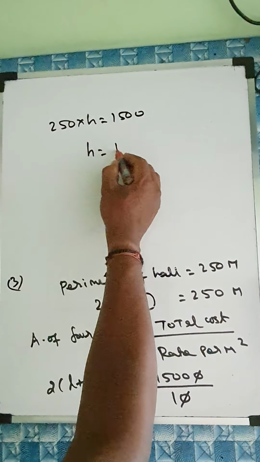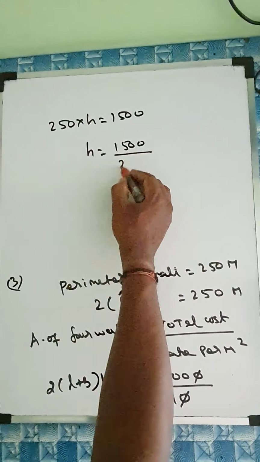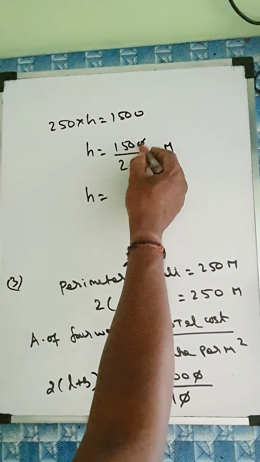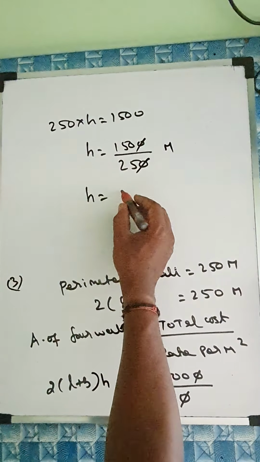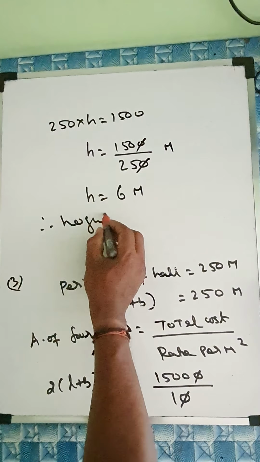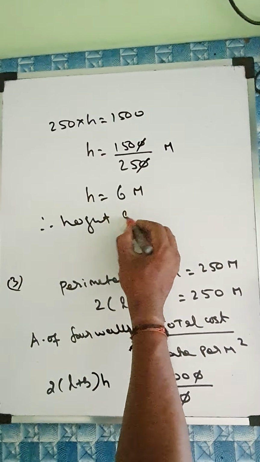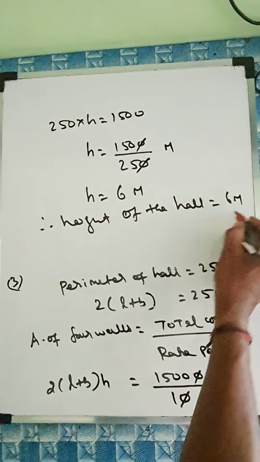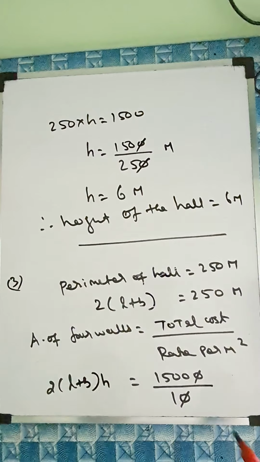So H equal to 1500 divided by 250 meter. So H equal to, cancel 0 0, 25 how much is in 150, 25 6s. So therefore the height of the hall equal to 6 meter. Okay, so question number 3 is over. Now we'll go to question number 4.